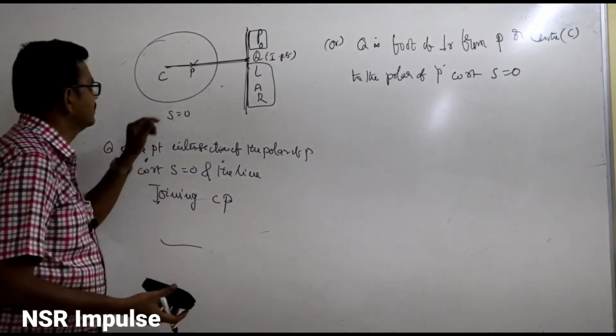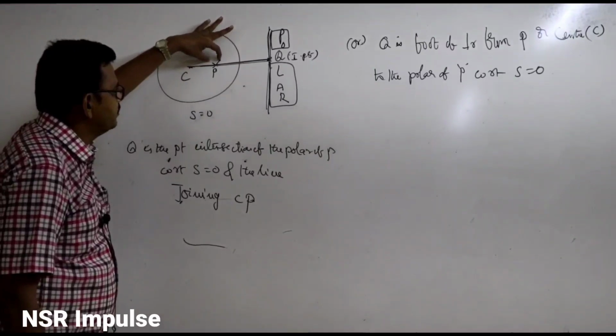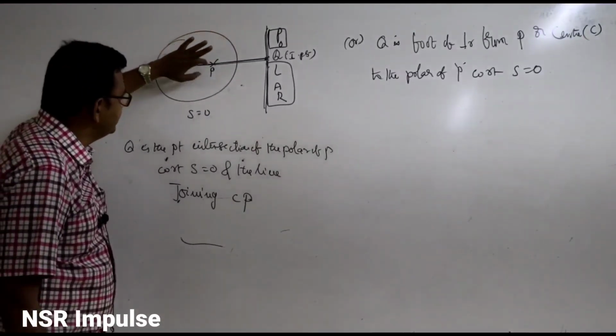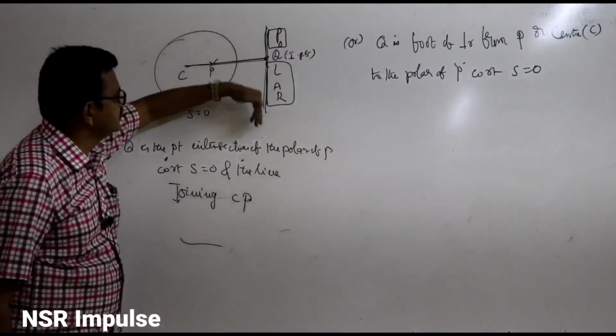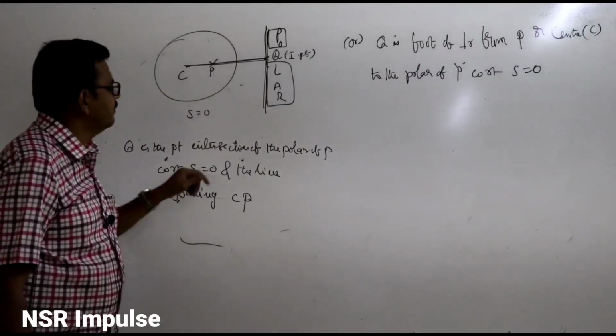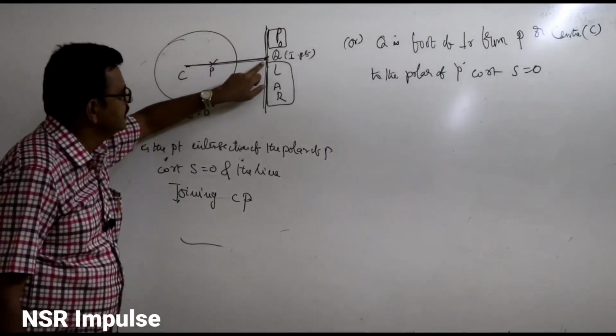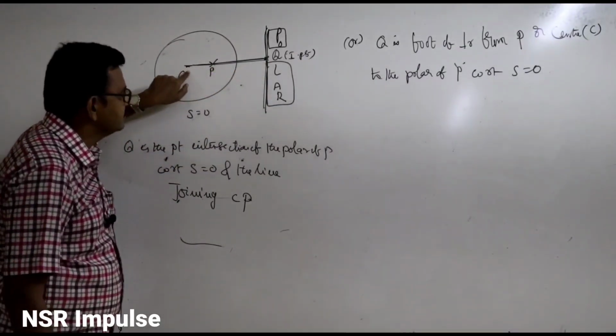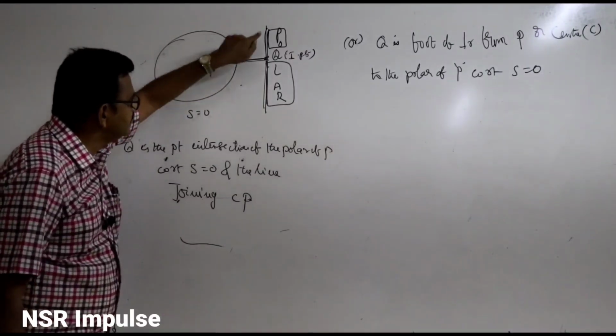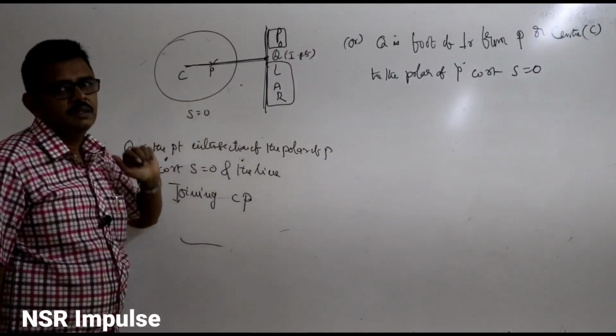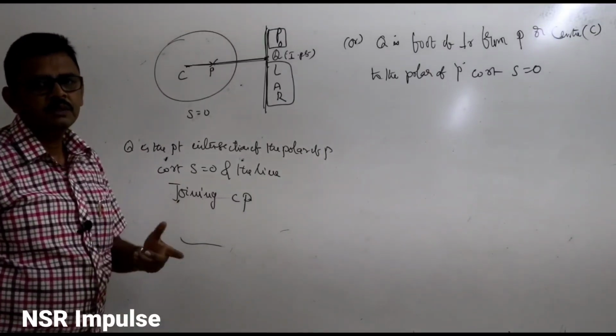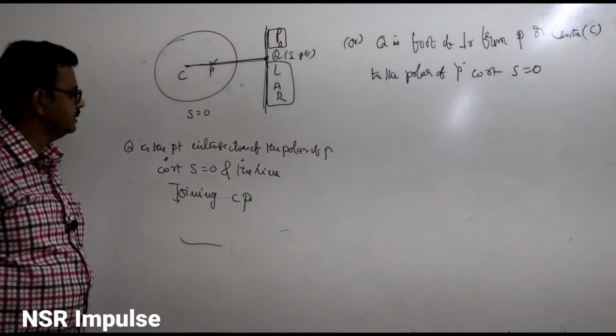Q, that means what? Find the equation of the polar of the point P with respect to the circle S equal to 0. After that, find the foot of perpendicular from P or C to this polar. Then also you will get the point Q, which is the inverse point.